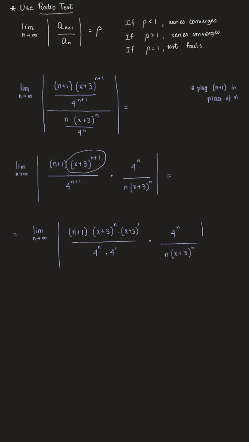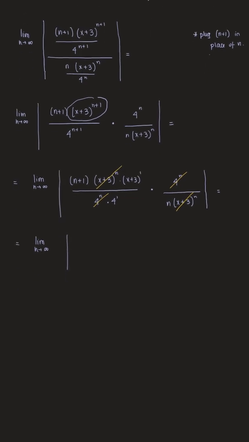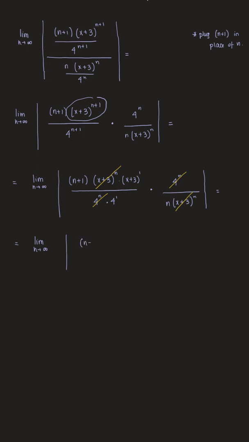So now, this is my favorite part. We're going to start canceling some things out. I can see that the (x plus 3) to the n will cancel out, and the 4 to the n will cancel out. So let's rewrite what we've got. We have the limit as n approaches infinity. In the numerator, in the absolute value, I have n plus 1 times x plus 3. In the denominator, I have 4n.